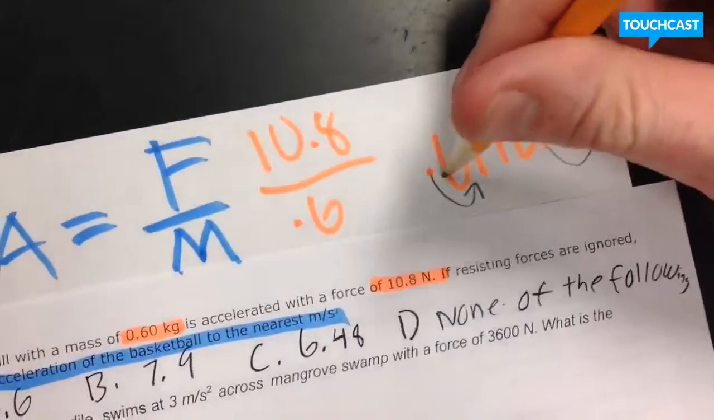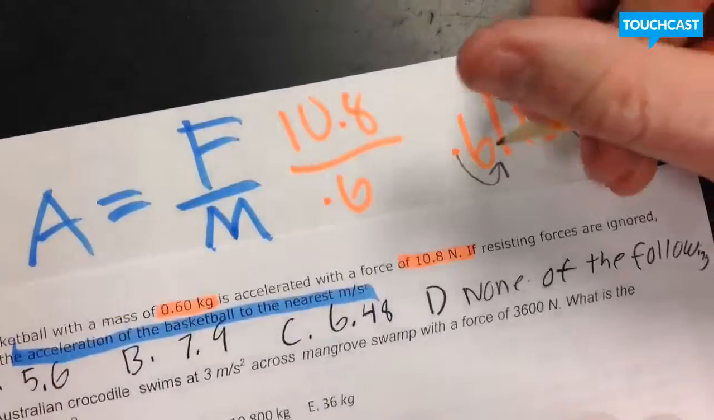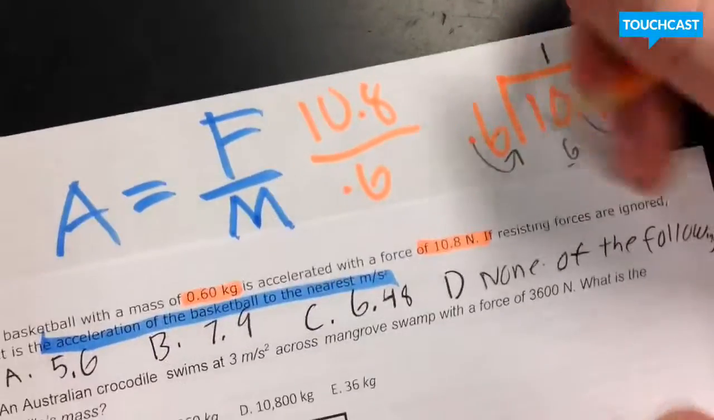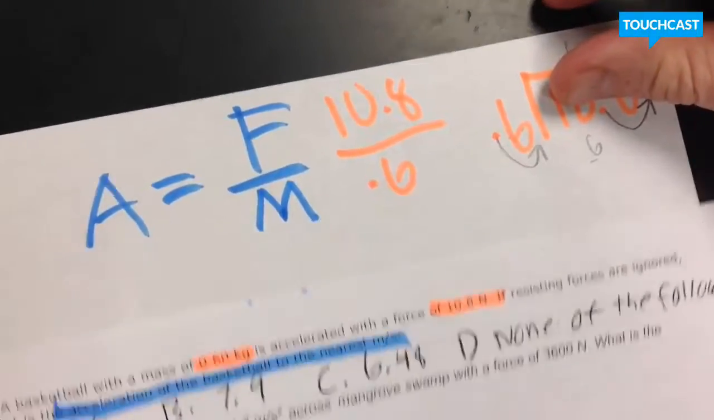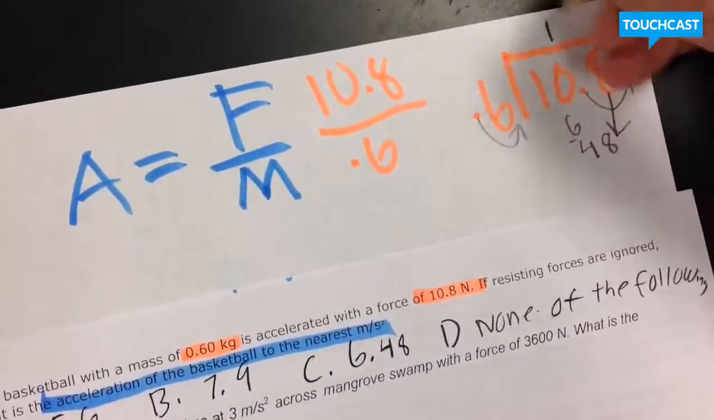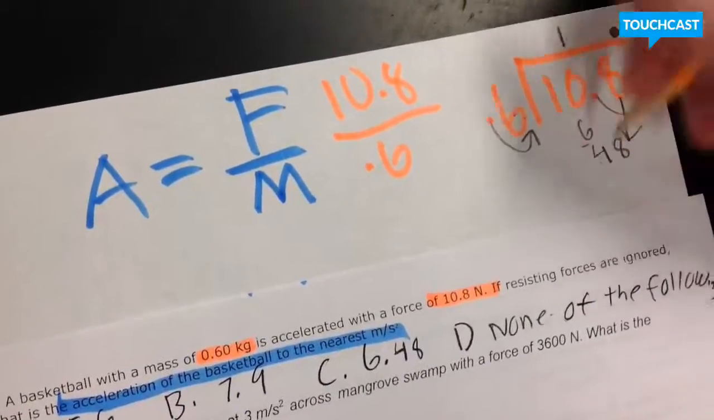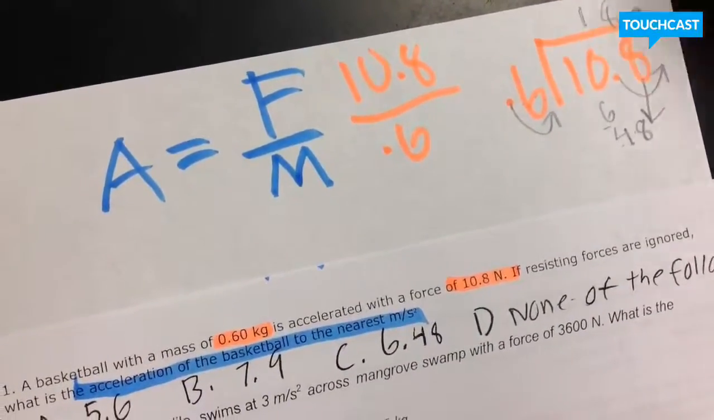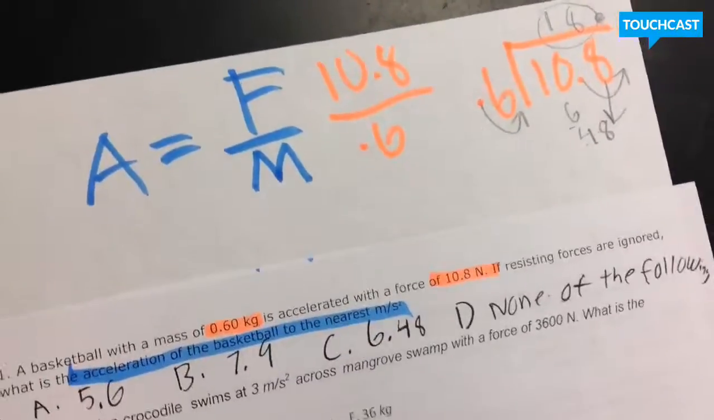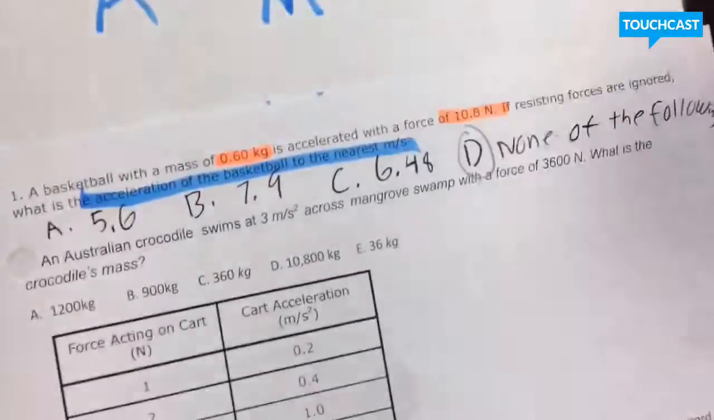and we just basically work it out like any other division problem. 6 goes into 10 one time, and then 6, so you have 6 minus, giving us 4, and then our 8 comes down. Now 6 goes into 48, 8 times, and you get an answer of 18. Now if you look at our answer choices, 18's not on there, so your best answer choice is none of the following.